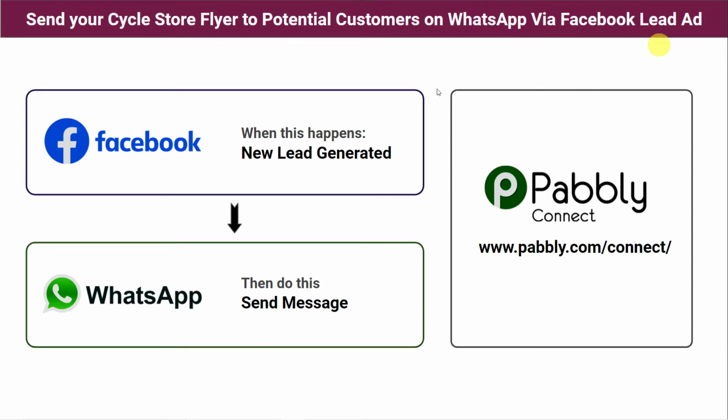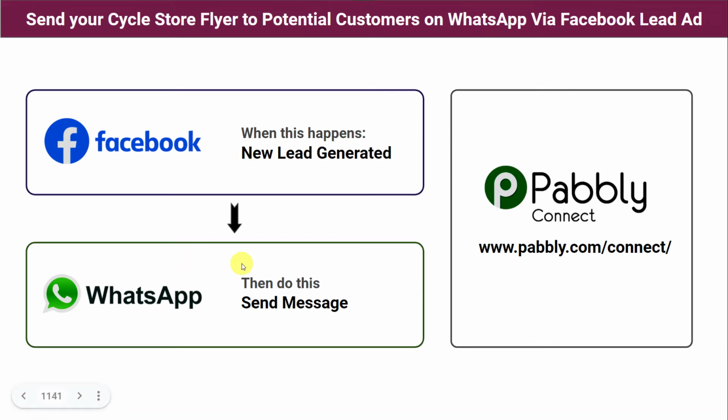So let's take an example that you are an owner of a cycle store and you have created a Facebook page to advertise your business and you are running Facebook lead ads on that page. Whenever someone clicks on those ads, a Facebook lead ad form will get open. Now you want that whenever that Facebook lead ad form is filled, your cycle store flyer should be sent on the WhatsApp number of the customer.